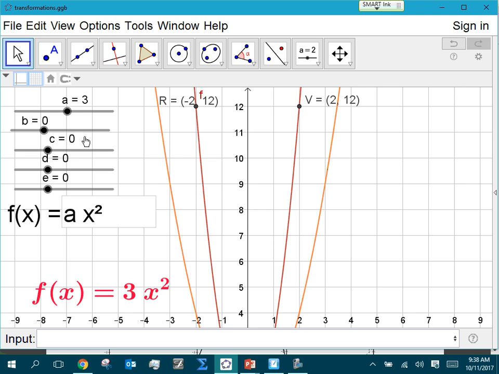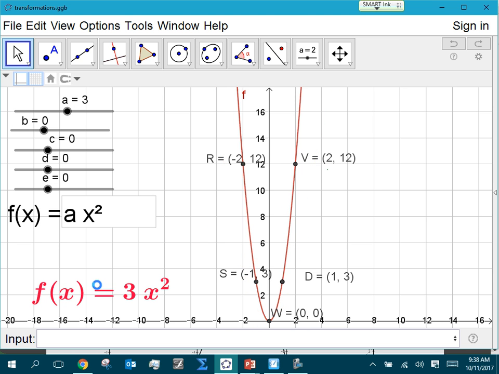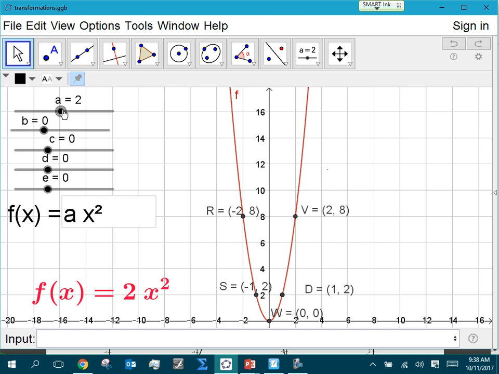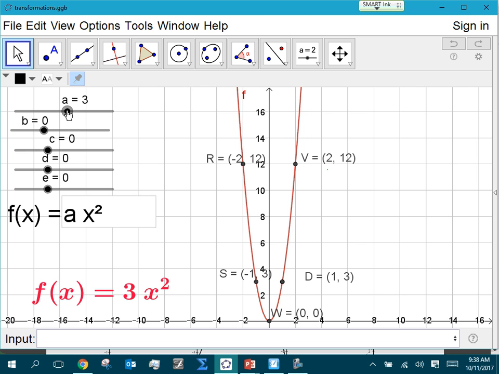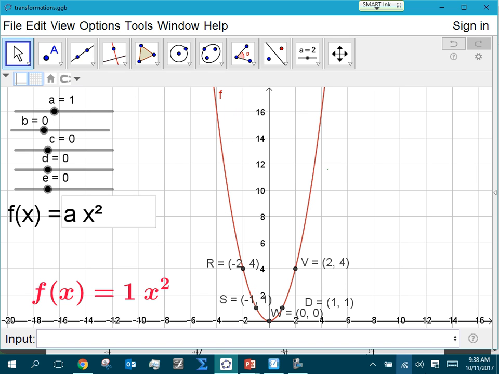So every time that I take a parent function, no matter what it is, in this case x squared, could be linear, could be x cubed, could be whatever, it's taking the parent function y values and multiplying them by that number.